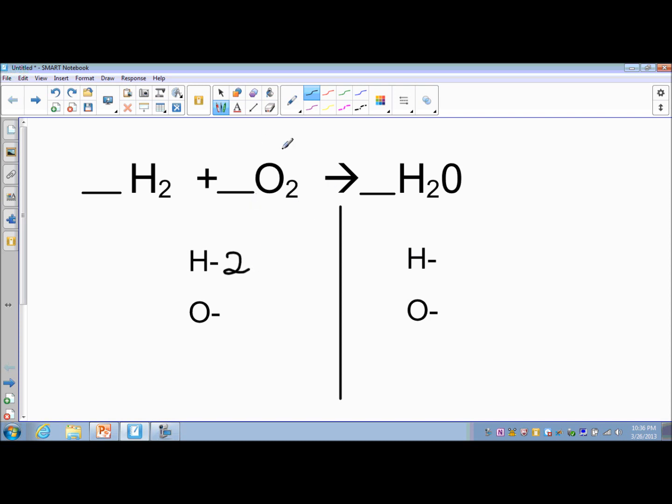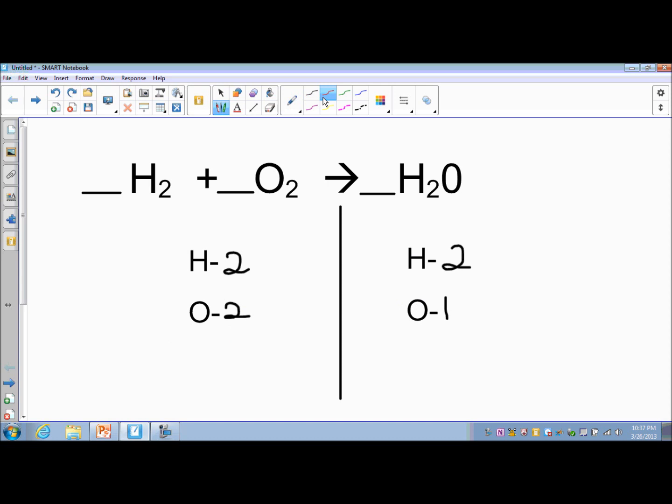Okay, then I'm going to count my oxygens. Once again, I have a subscript of 2, so I have 2 oxygens on my reactant side. Now on my product side, I have a 2 subscript after H. But for my O on the product side, I don't have any subscripts, so it's just going to be 1. So whenever you see an element without a subscript, you're just going to write 1. Now if you compare the left side, my reactants, to my products on the right side, you see that the hydrogens match up. However, my oxygens don't match up.